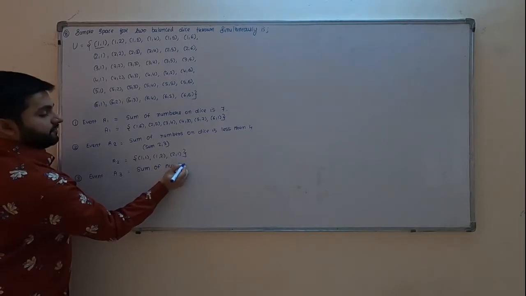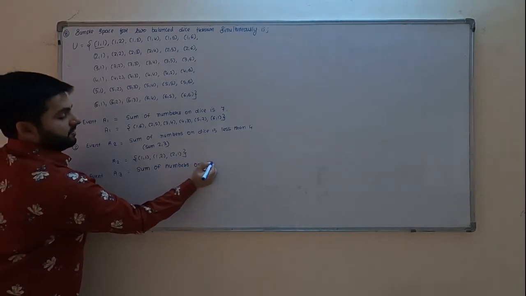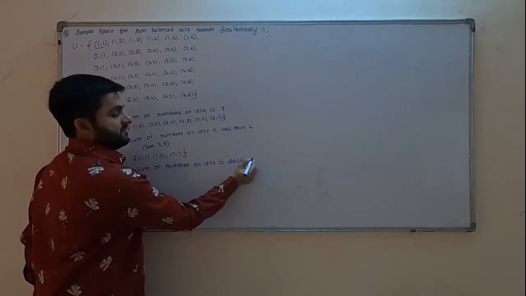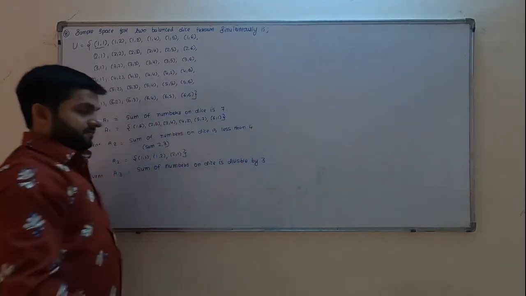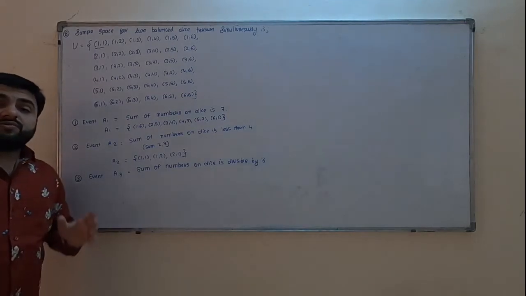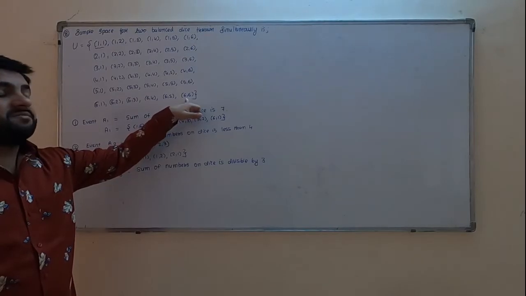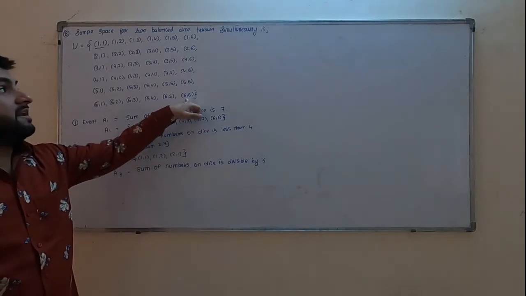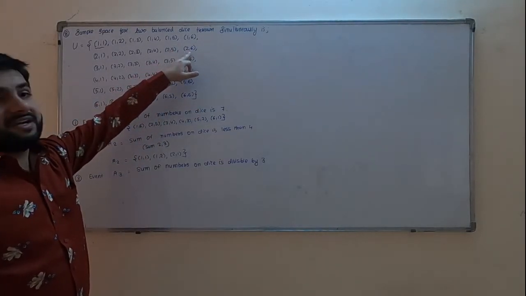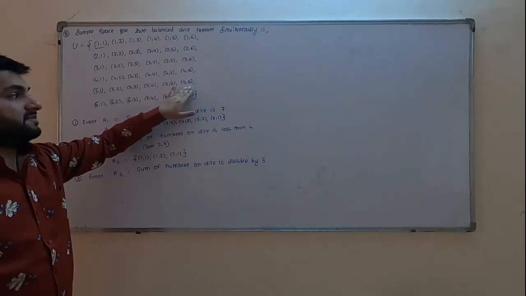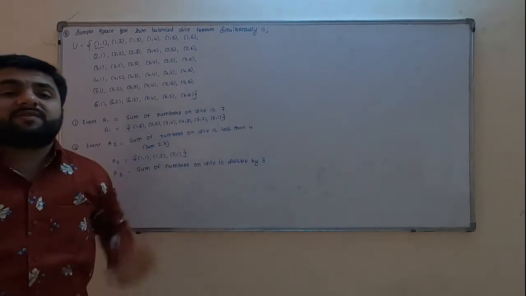Sum of numbers on dice is divisible by 3. Now first you should know the maximum sum of all the elements. See, the maximum sum here is 6 plus 6, which is 12. Here the sum is 7, here the sum is 8, 6 plus 2 is 8. Here the sum is 9, 6 plus 3 is 9. Here the sum is 10, the sum is 11. Here the maximum sum is 12.